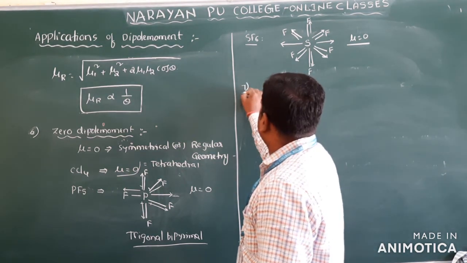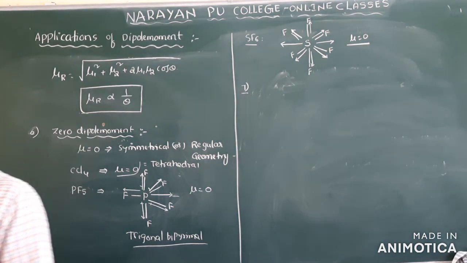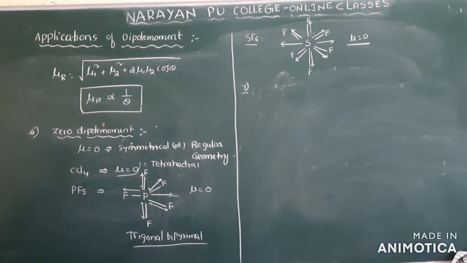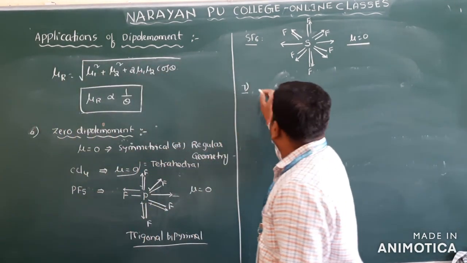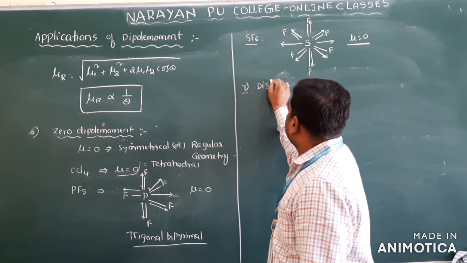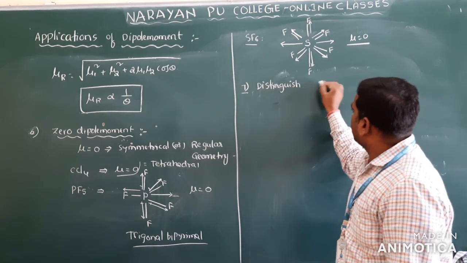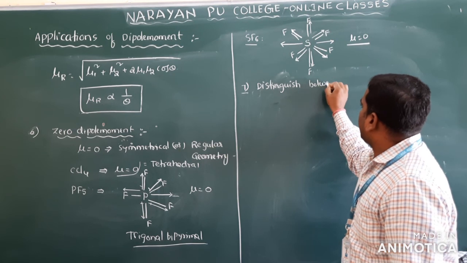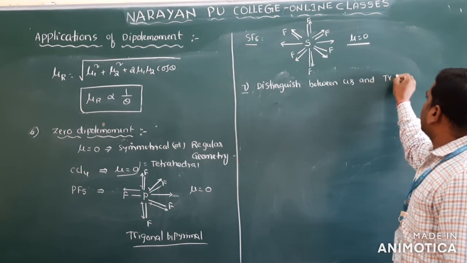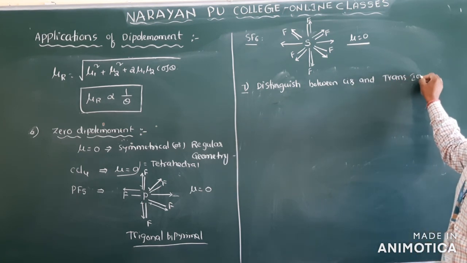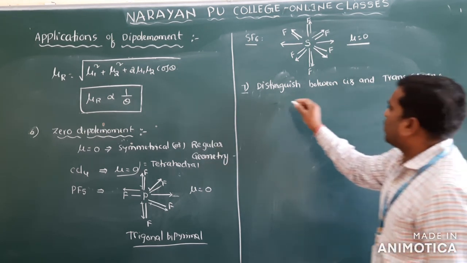And the seventh one, what is the seventh one? It is used to distinguish between geometrical isomers. Geometrical isomers are distinguished as the cis and trans isomers. Used to distinguish between cis and trans isomers. You might have studied what is cis and what is trans.